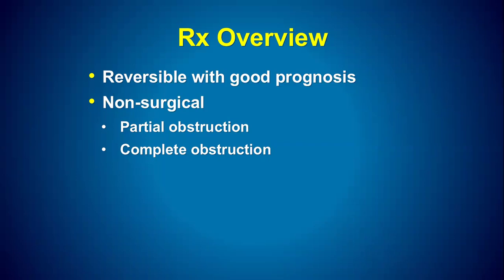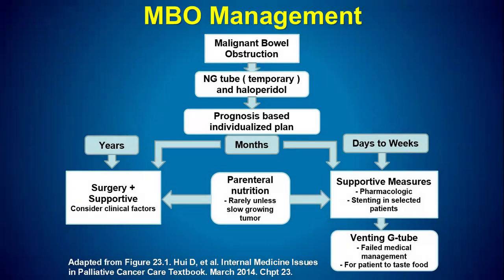So coming down to the treatment, if it is reversible and with a good prognosis, again it differs from a partial obstruction to a complete obstruction. Your non-surgical option would be to put in an NG tube because you want to give the gut a rest and you want to remove the excess secretions and fluids that are present in the stomach. So you remove that. If it is a good prognosis, like a first-time obstruction, and you feel that it is reversible, then you can go for surgery with supportive treatment.